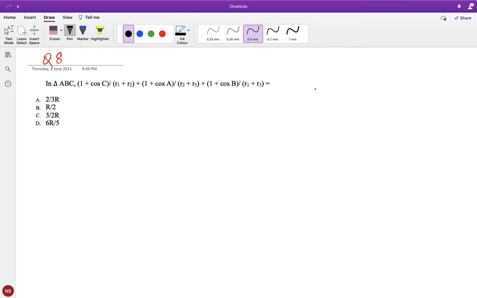In a triangle ABC, 1 plus cos C by R1 plus R2, plus 1 plus cos A by R2 plus R3, plus 1 plus cos B by R1 plus R3 is what?